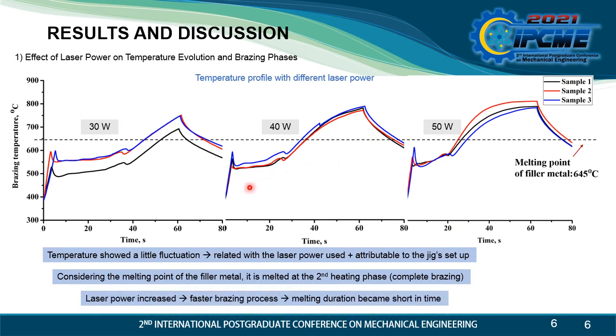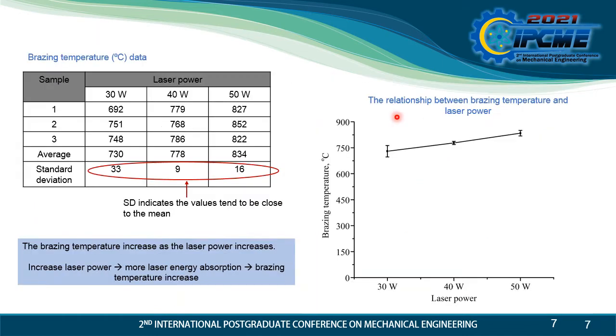So, from the temperature profile here, we can see that as the laser power increased, it will speed up the brazing process and the melting duration became shorter in time. This is the brazing temperature data. From the graph here, we can see as the laser power increased, the brazing temperature increased. It is because when we increase the laser power, there will be more laser energy absorption, thus the brazing temperature will increase.